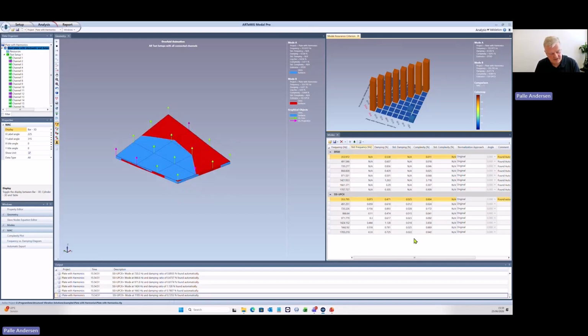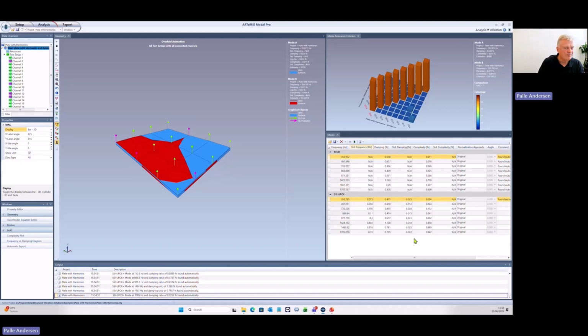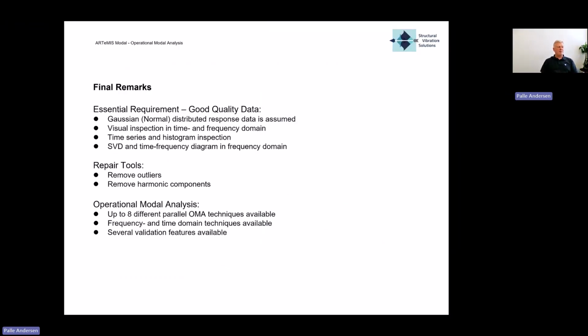So that's actually what I wanted to show you from the software point of view. Let's just go to a final remark. I've tried to talk about how we can ensure that we get good quality response data and how we should aim for having things that are Gaussian distributed. We can do some inspection visually, both in time and frequency domain. We can also use these histograms that we have introduced in the latest release. And of course, we have SVD and time frequency diagrams in the frequency domain.